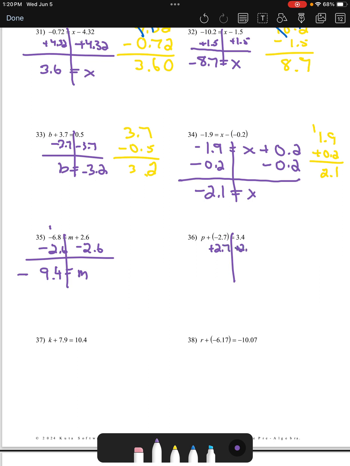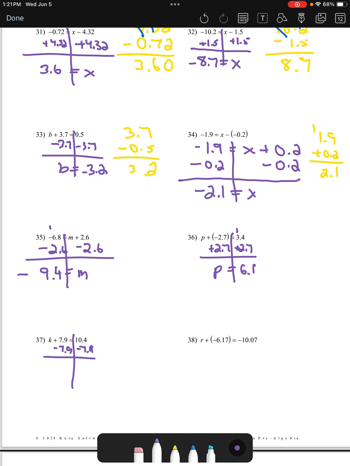On number 36, we're trying to get rid of a negative 2.7, so we're going to use positive 2.7 to make that happen. These numbers already line up and everybody's positive, so it is just addition. 4 plus 7 is 11, carry the 1. 1, 3, and 2 makes 6. Decimal point straight down for 6.1.